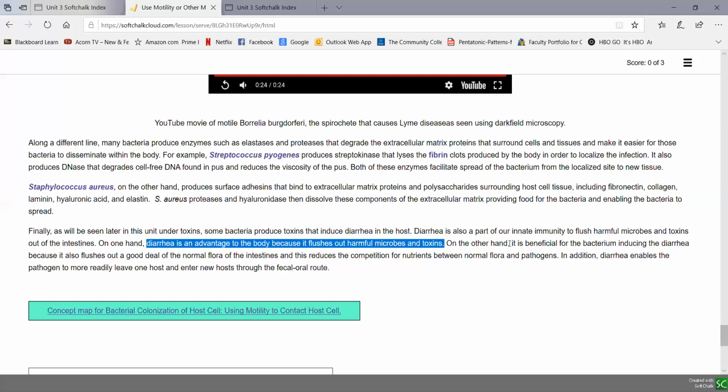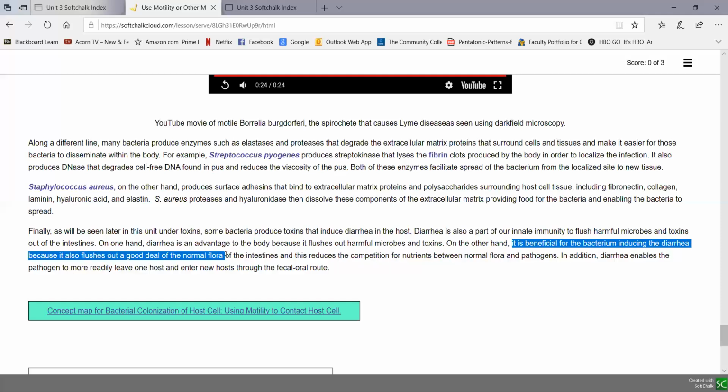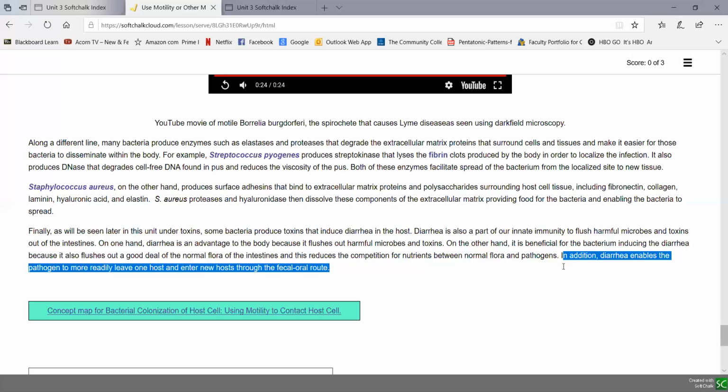But on the other hand, it's beneficial to the bacterium inducing the diarrhea because it also flushes out a good deal of normal flora of the intestines and reduces competition for nutrients between microbiota and pathogens. And diarrhea also enables a pathogen to more readily leave one host and enter a new host through the fecal-oral route. Of course, with solid feces, the bacteria tend to be entrapped in that, but when you have a watery feces, as in diarrhea, it's much harder to clean up, it gets on everything, and it makes it much easier for bacteria to be spread via the fecal-oral route than it does with solid stool.